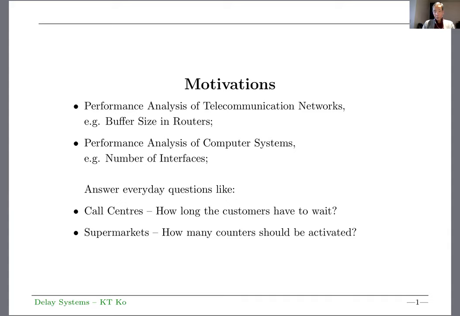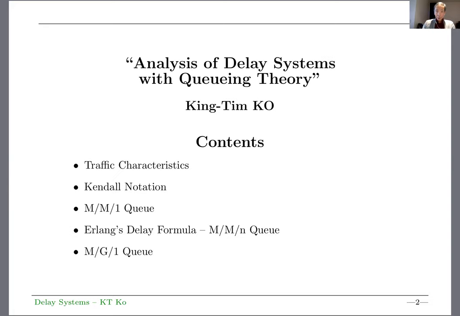But there are many ways to study delay systems. You can use simulations, but a simple and very effective way is queuing theory. So the title is Analysis of Delay Systems with Queuing Theory. We basically look at three types of queue. The first one is the M/M/1 queue. The second one relaxes single, which means the single server queue, to multiple servers, so it becomes M/M/N. And the third one relaxes the service time distribution from M into G. G means general, which is any service time distribution.